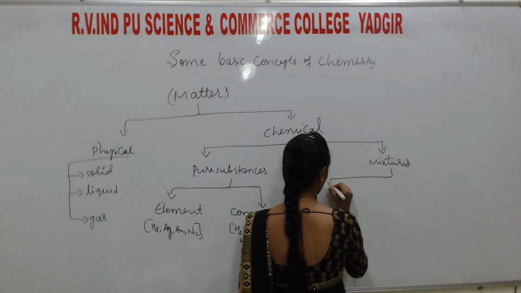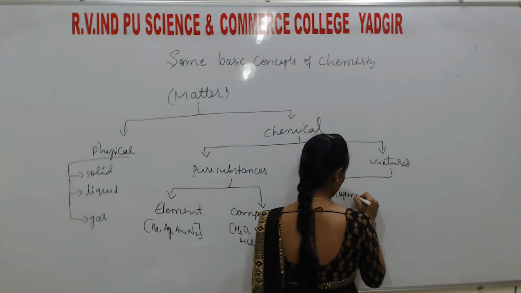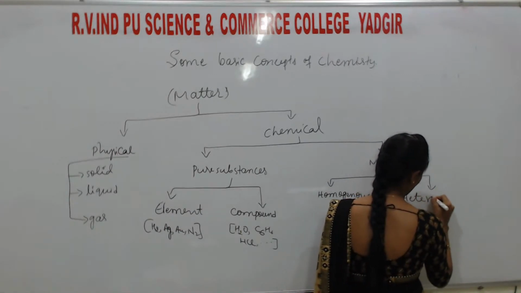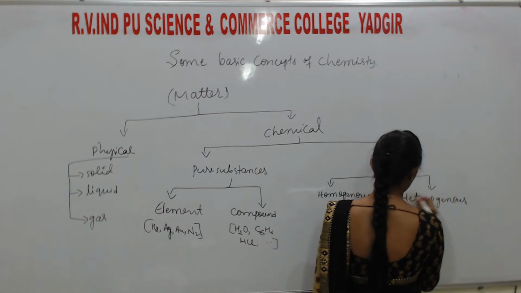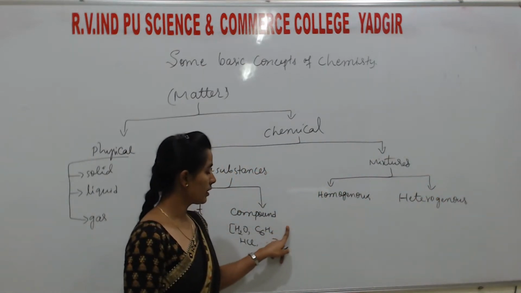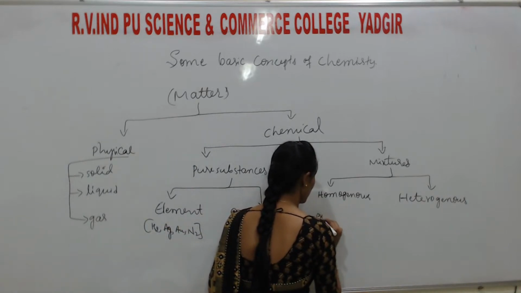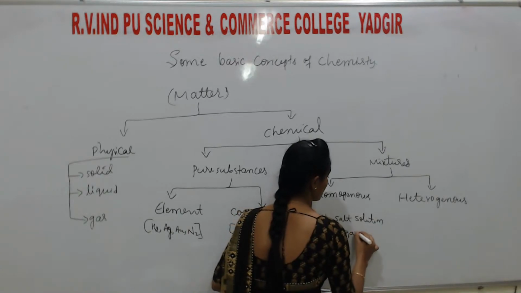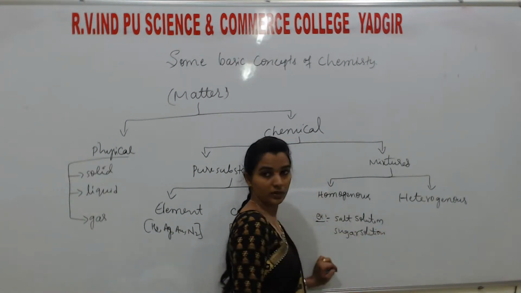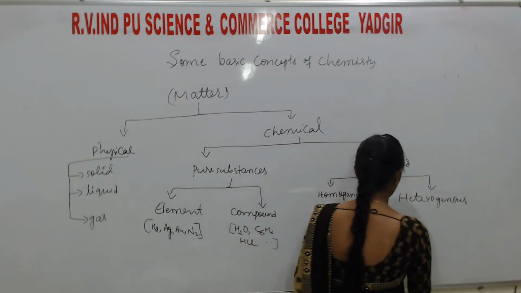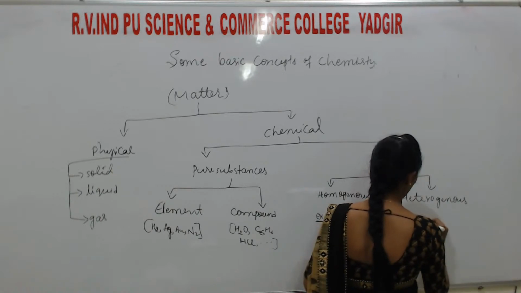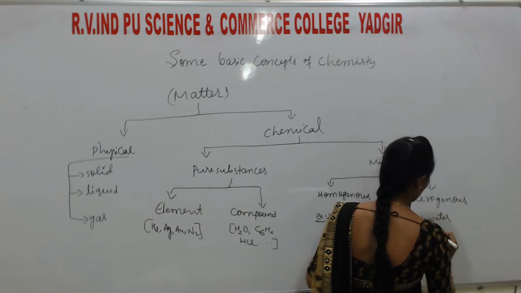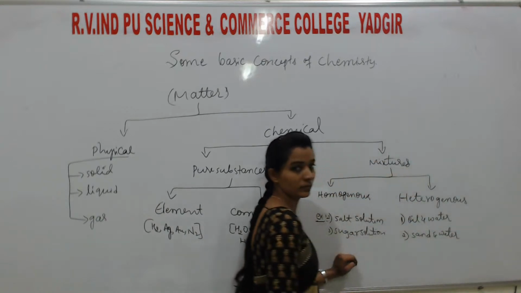Next, here mixtures: homogeneous and heterogeneous. Okay, so the examples for homogeneous are salt solution and sugar solution. Okay, salt solution and sugar solution. Examples for heterogeneous are oil and water, and second one is sand and water. Okay.